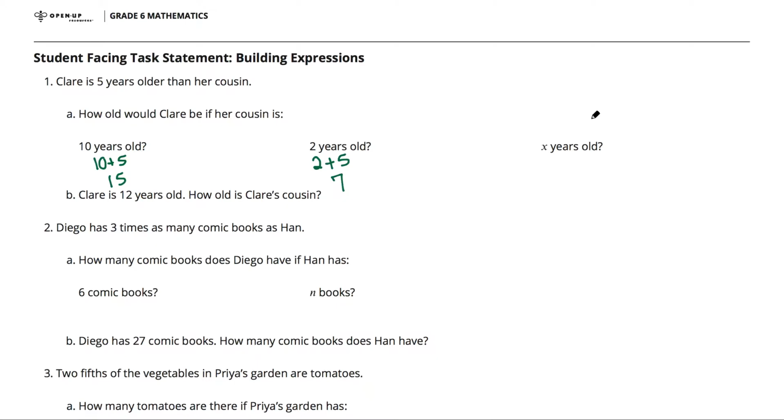Well, what if we don't know her cousin's age? Then it would be x plus 5. It'd be whatever that cousin's age is, plus 5 more years.